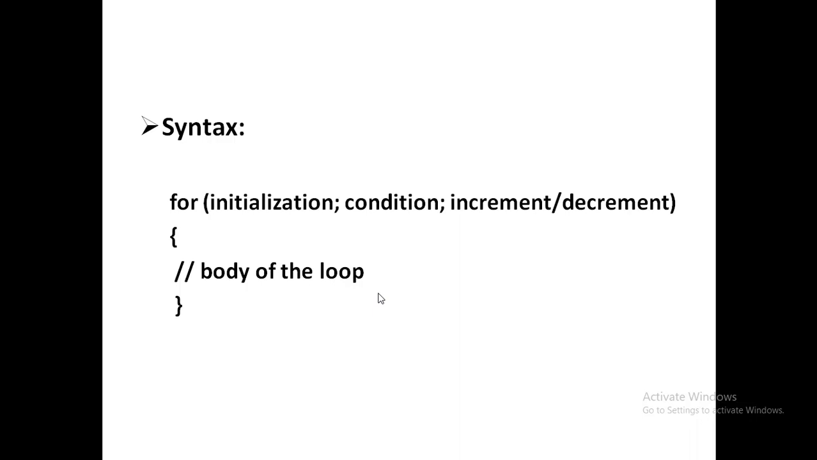How will this for loop be executed? First, in the initialization section we need to initialize all the values. After that we verify the condition. If the condition is true, then only it will execute the body of the loop. If the condition fails, the loop will terminate. After executing the body, it will perform the increment or decrement operation. Again, it will check the condition and execute the body. It will repeat until the condition is false; as long as it is true, these statements will be repeated. Whatever statements we write here will be executed.